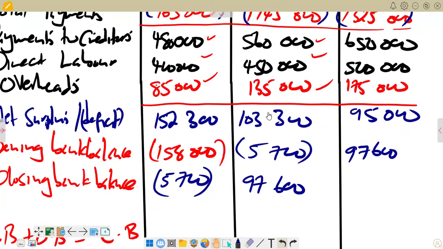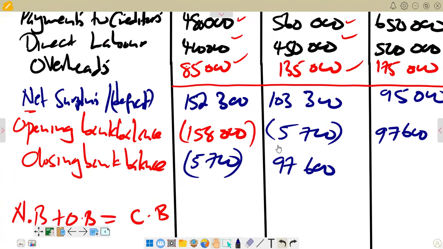So the closing balance, here we've got only positives. So we're going to say 95,000 plus 97,600. Then the answer that we are supposed to get is 192,600 as a positive. So this is what we have in terms of this cash budget.